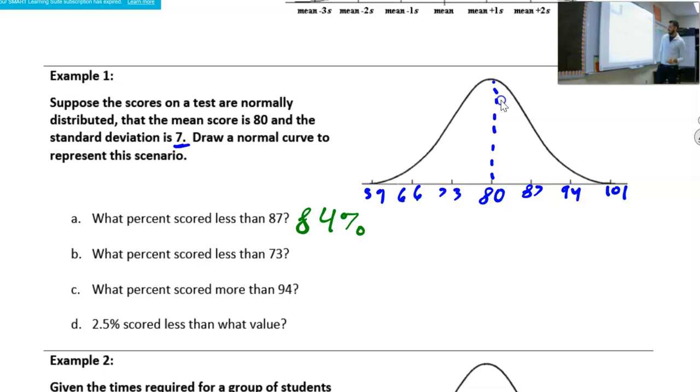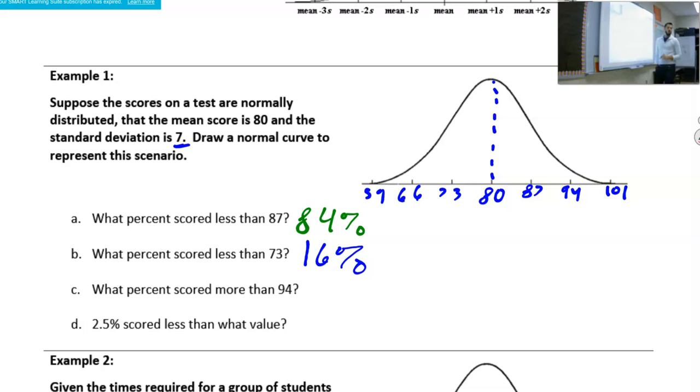What percent scored less than a 73? Well, again, 73 is on the first standard deviation, but it is to the left. So basically, we're just doing the inverse of what we had before. We have half of the area here, and this 34%, so 100% minus the 84% we had earlier would be 16%.